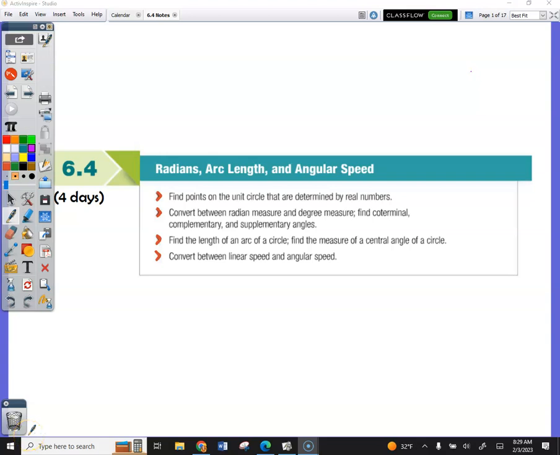Okay, 6-4. We're making our way through 6-4. Today what we are going to do is learn linear speed and angular speed, and arc length, which is referring to the distance traveled. So we're going to cover 3 slides.